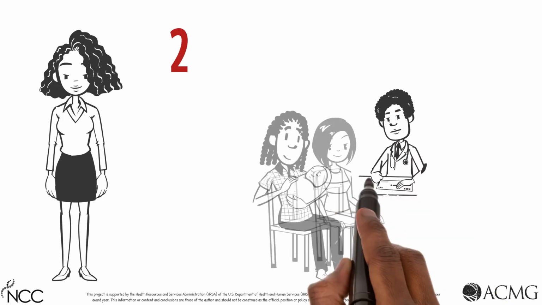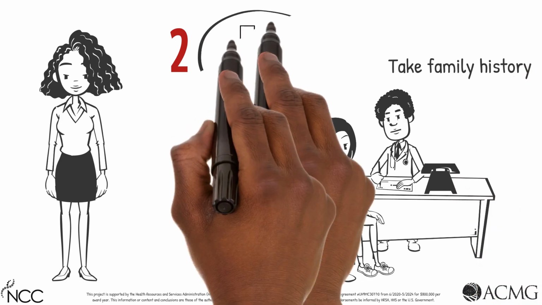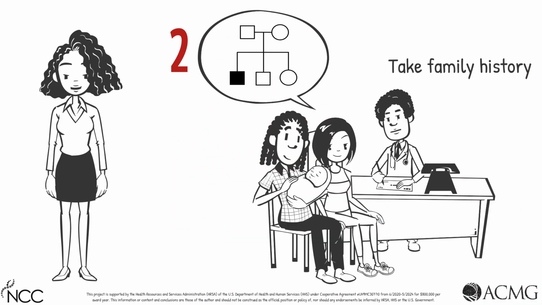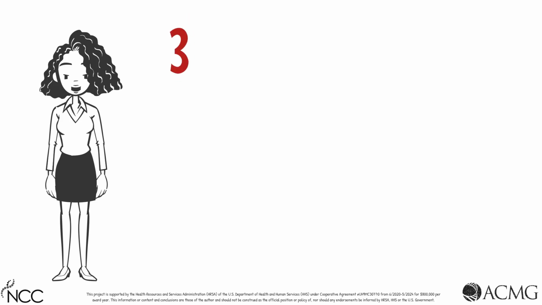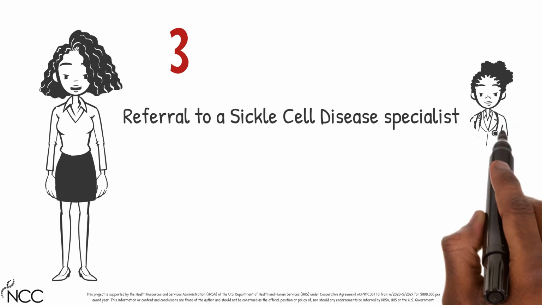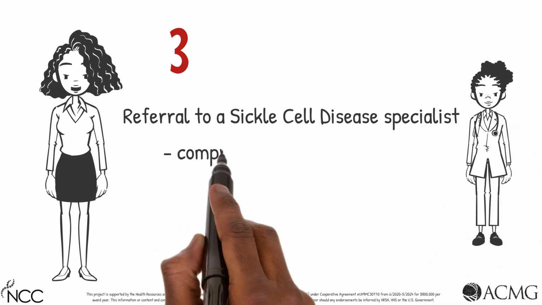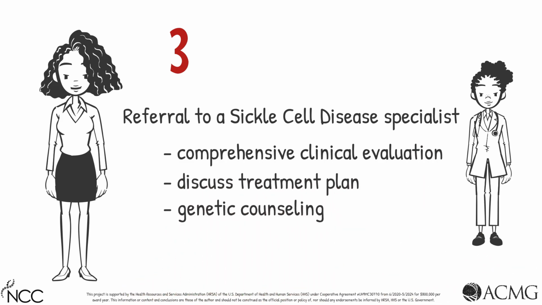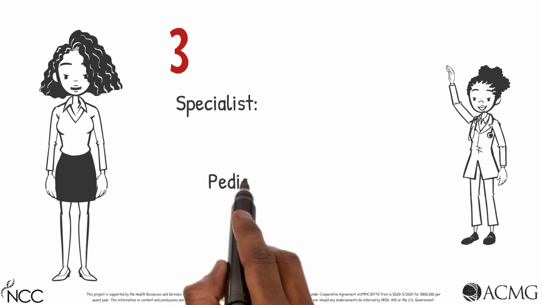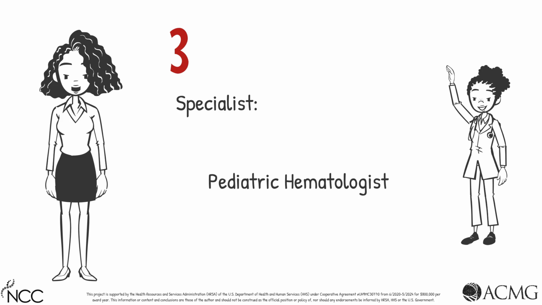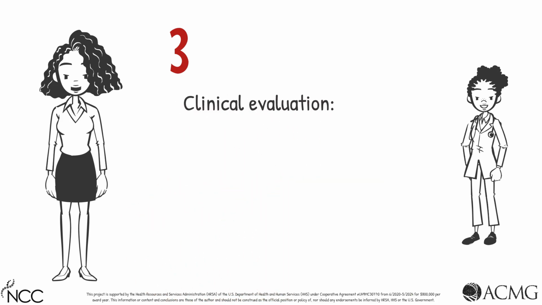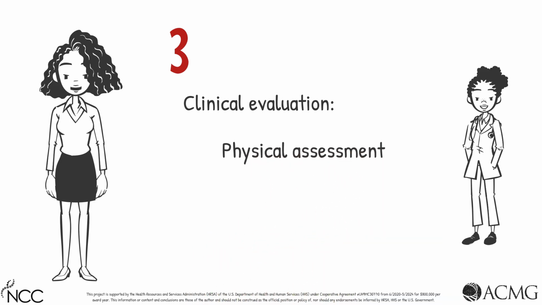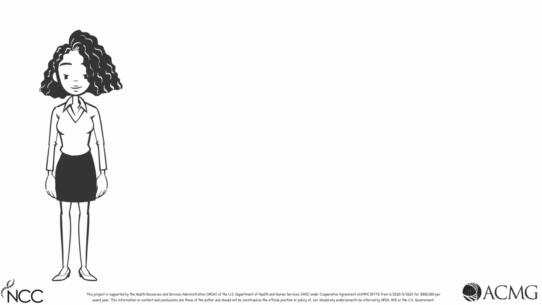Second, take a family history. Because sickle cell disease is inherited in an autosomal recessive manner, it is common for there to be no known family history of sickle cell disease. Third, arrange a referral to a sickle cell disease specialist for a comprehensive clinical evaluation, discussion of the treatment plan, and genetic counseling. The specialist is typically a pediatric hematologist. The clinical evaluations should include a comprehensive physical assessment by an experienced sickle cell disease specialist.